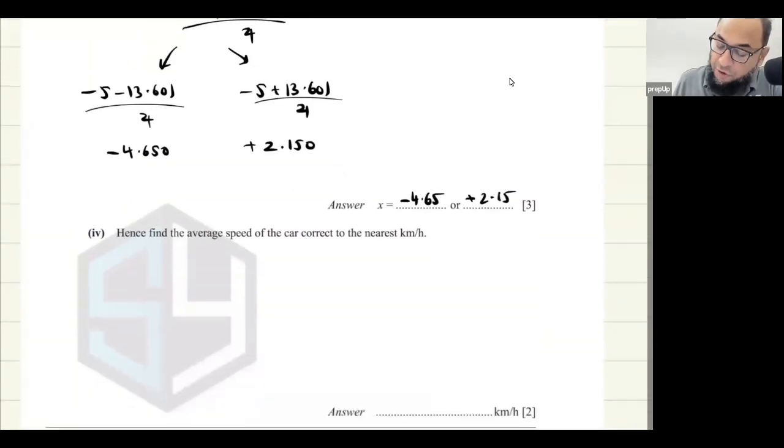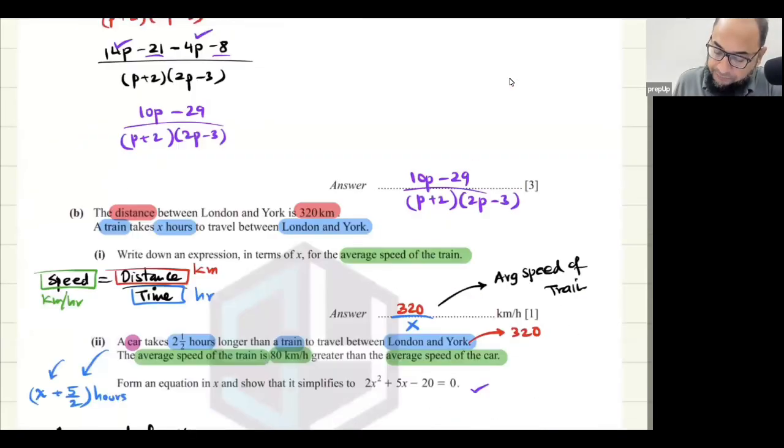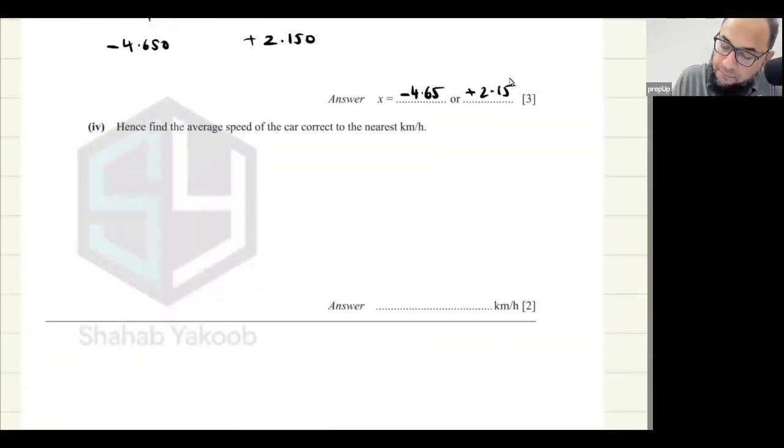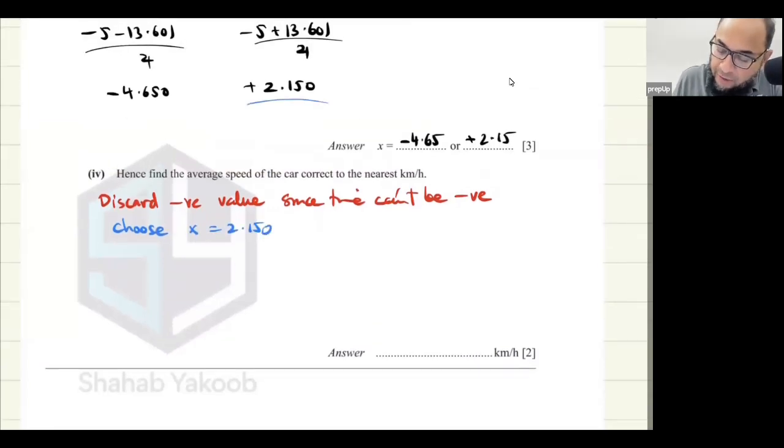Find the average speed of the car. Now remember, what is x? x is hours. So first of all, discard the negative value, since time cannot be negative. Be vocal about it, tell it to the examiner. So therefore choose x equals 2.150, that's the unrounded value, the 3 dp value.